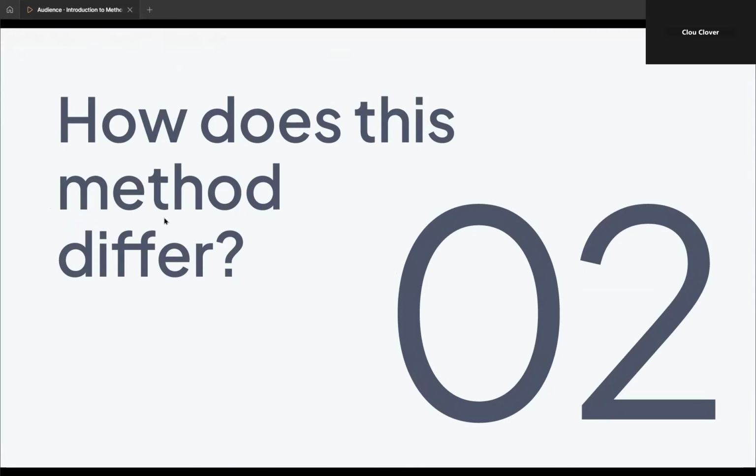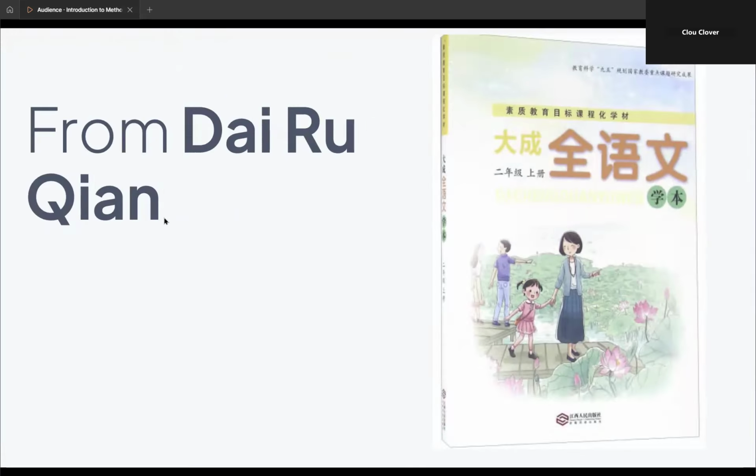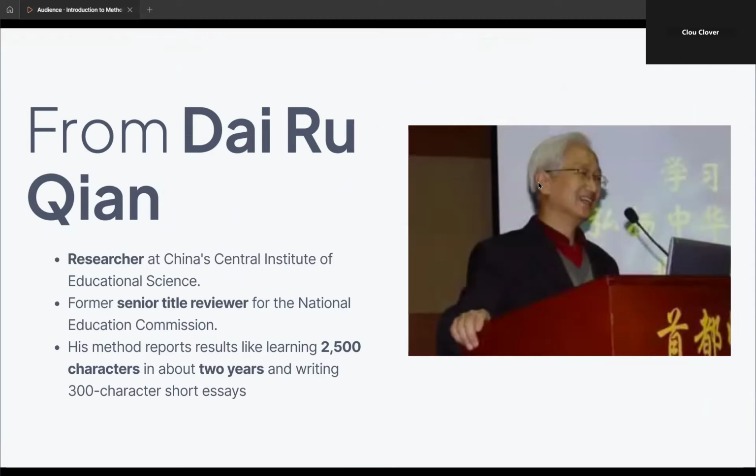So how does this method differ? This method is from 代如 Qian. The example on the right is one of his textbooks. He's a researcher at China's Central Institute of Educational Science. He's the former senior title reviewer for the National Education Commission, and his method reports results like learning 2,500 characters in about 2 years and writing 300 character short essays.